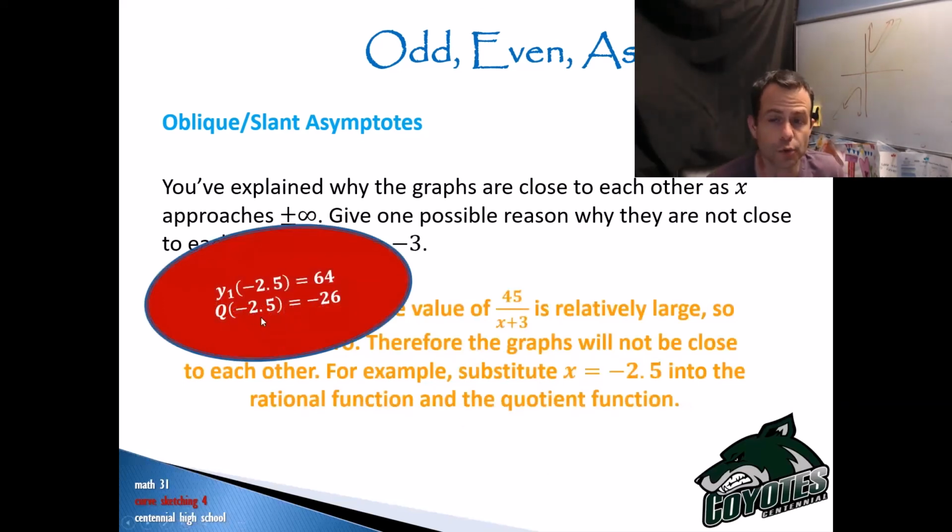Okay, so you were asked to substitute x equals negative 2.5. If I did that into y1, I'd get out 64, but if I did that into q, I'd get out negative 26. So they're fairly far apart from each other. Okay, and that's because my x values are small right now.